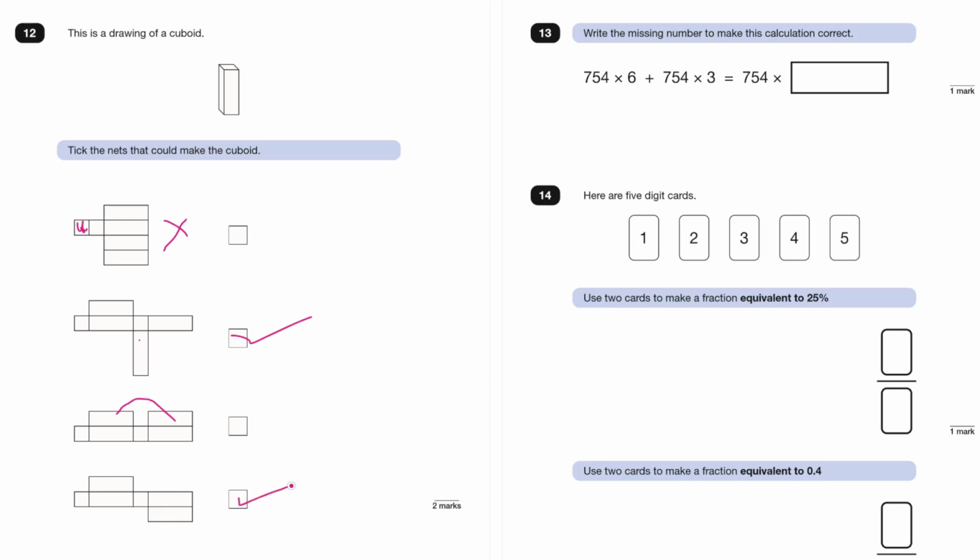So we've got 2 that make cuboids, and it says tick the nets that could make the cuboid. So do make sure you tick the ones that do.